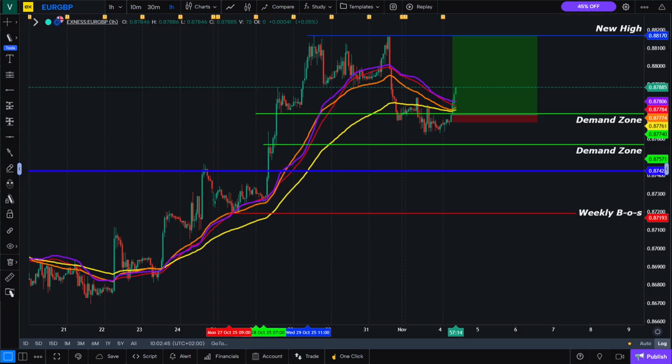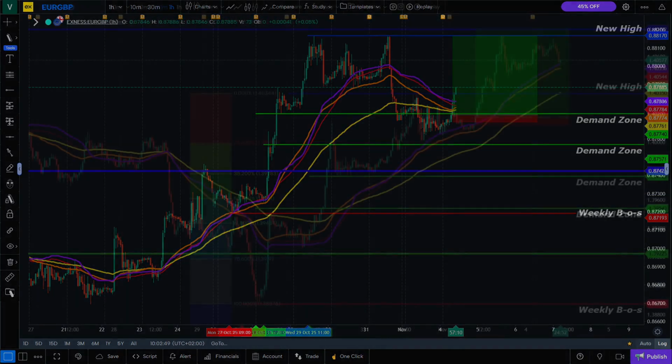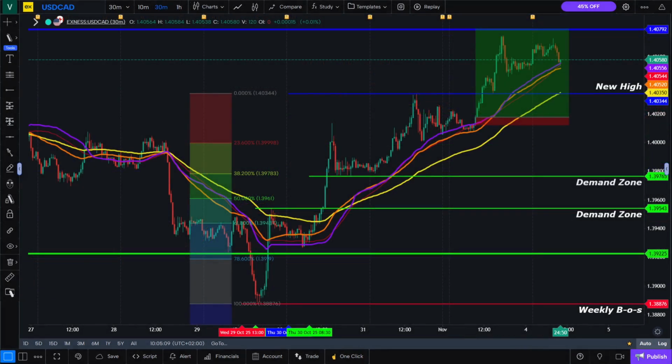So traders, that is it from me. Let's go straight to the US dollar and the Canadian dollar. So traders, this is the US dollar and the Canadian dollar for us.